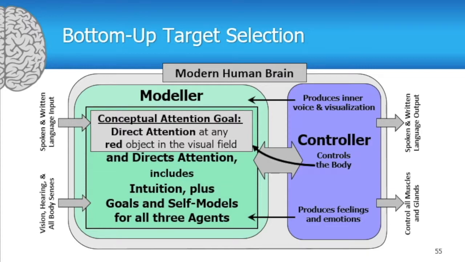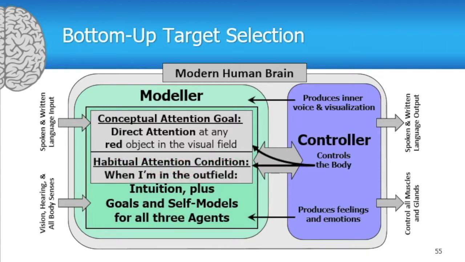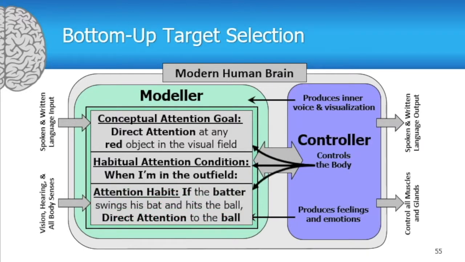For example, an experienced outfielder would have trained several different automatic habitual target goals, and these goals would be conditional on being in the outfield. Just one example of such a habit would be that if the batter swings his bat and hits the ball, direct attention to the ball. This is an argument that true top-down attention is rare, and that most focal attention targets are the result of the modeler's bottom-up attention mechanism.